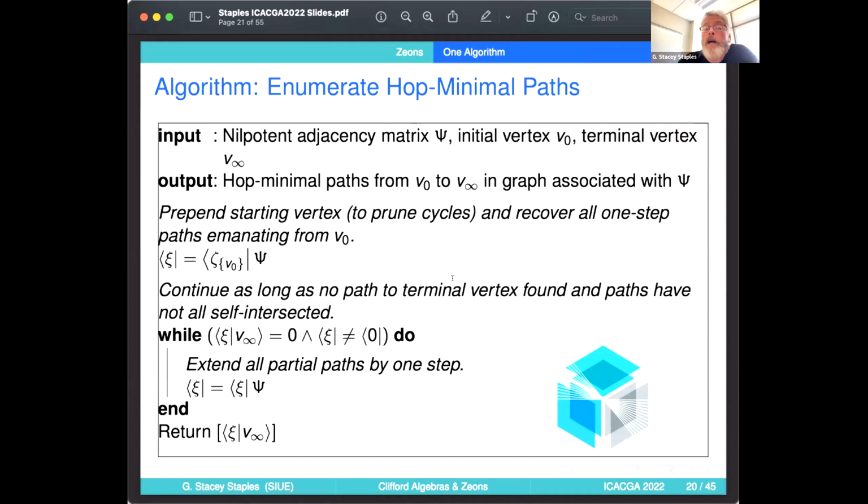But the thing is, once I find my way there, I not only have a path, I have all the paths of that length, that minimal length from V0 to V infinity. And it's actually a pretty quick algorithm. So that's one part of the power of this. It gives me all the minimal paths.